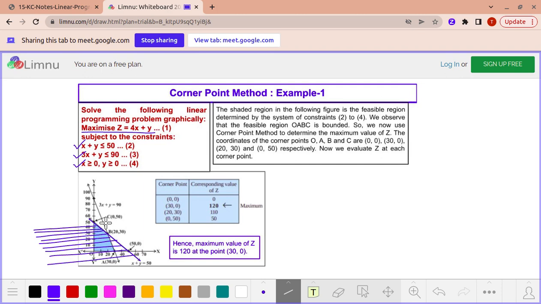Now, the second one is 3x plus y less than or equal to 90. So, let me use a red color. First we will draw 3x plus y equal to 90. This is the straight line 3x plus y equal to 90. You know how to draw a straight line in the coordinate system. Now, here also it is less than or equal to 90. As it is less than or equal to 90, that means we will consider the left hand side of the straight line.